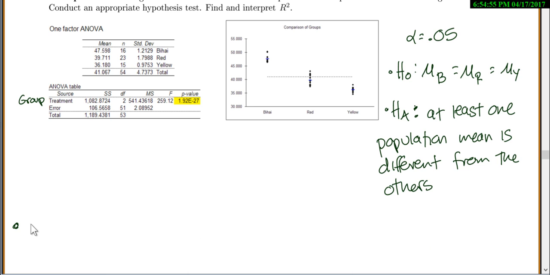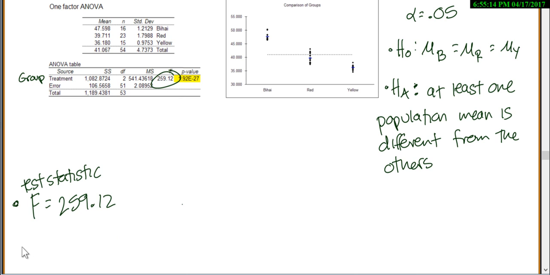Now that you have your hypotheses, the next step is your test statistic. The reason I love doing ANOVA is you just say test statistic. I just look at my table. That is 259.12. That seems pretty big, right? That's probably going to give me a small p-value.